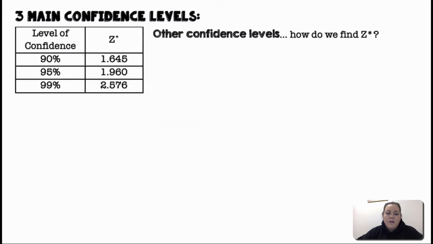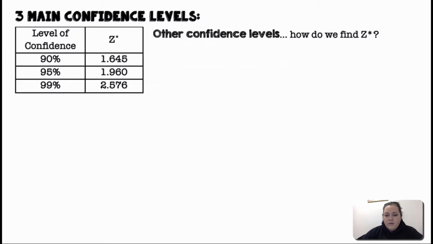All right, so the three main confidence levels, the three main z stars, you're going to probably want to memorize these. You can find them on your reference sheet, like on the z tables. You can also find them on your calculator. So 90 is 1.645, 95 is 1.960, 99 is 2.576. Those are the most common ones. It's going to be a little bit faster if you just know those.